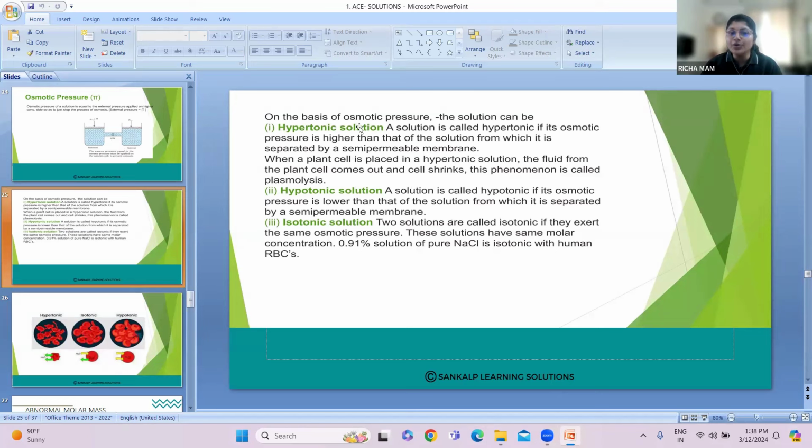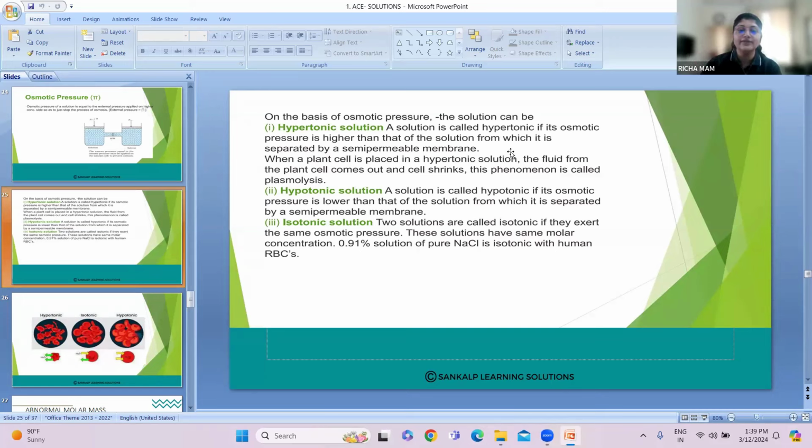Now what do you mean by hypertonic? Hypertonic means the osmotic pressure is higher than that of the solution from which it is separated. If you have two solutions and one of them has a higher concentration than the other, then that solution is said to be a hypertonic solution. Hyper means high.